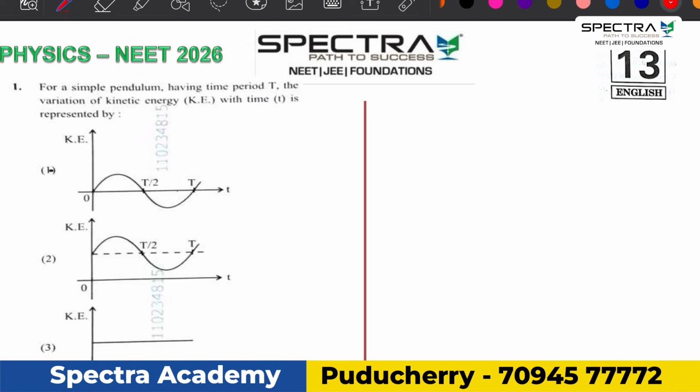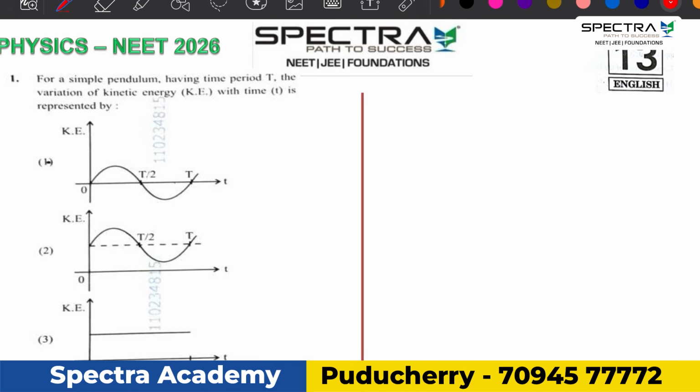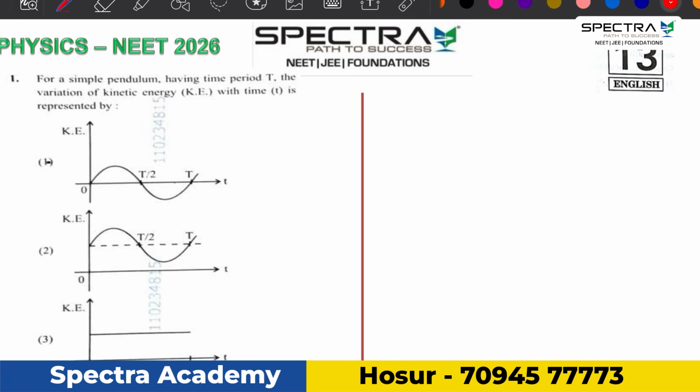Physics. So first question: for a simple pendulum having time period t, the variation of kinetic energy with time t is represented by. We know kinetic energy will always be positive and it will be oscillating, right? So option 4 will be the right answer.